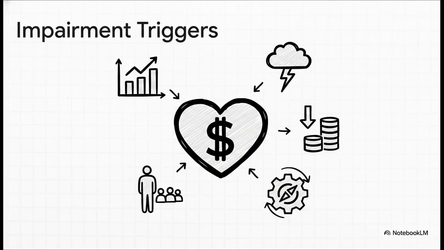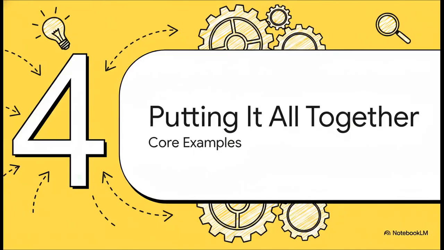At least once a year. But also, anytime something bad happens that could signal a drop in value. You know, if the economy tanks, you lose your biggest customer, or the business just starts performing poorly. Management can't just ignore it. They have to stop and ask, is our goodwill still worth what we say it is? If there's a chance it's not, they've got to run an impairment test. Okay, that was a lot of rules, I know. But it all fits together into a really logical framework.